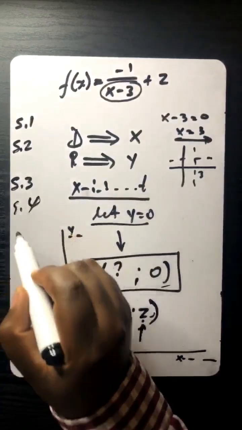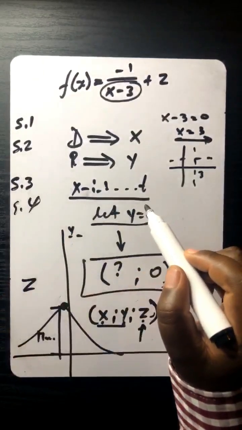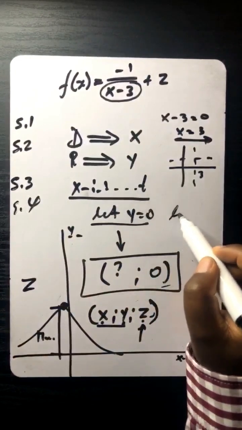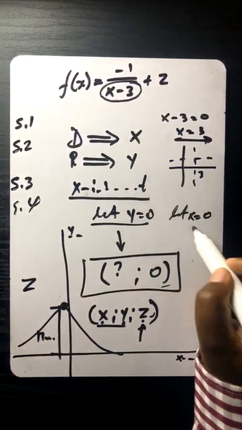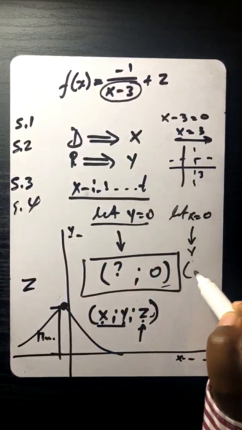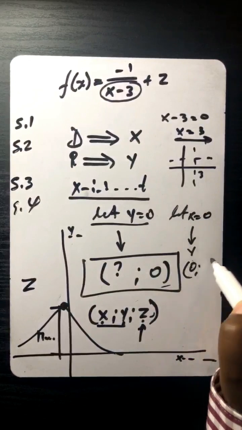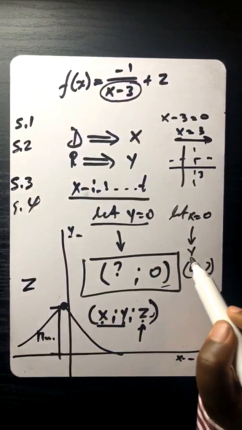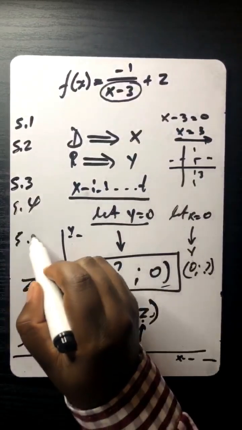And then 5.4, they say write down the coordinates of the y-intercept of f. You do the same by letting x be equal to 0, and then you work it out to get the y coordinates, and you also write it in that format where x is 0, and then that is whatever. And the last question, they say draw.